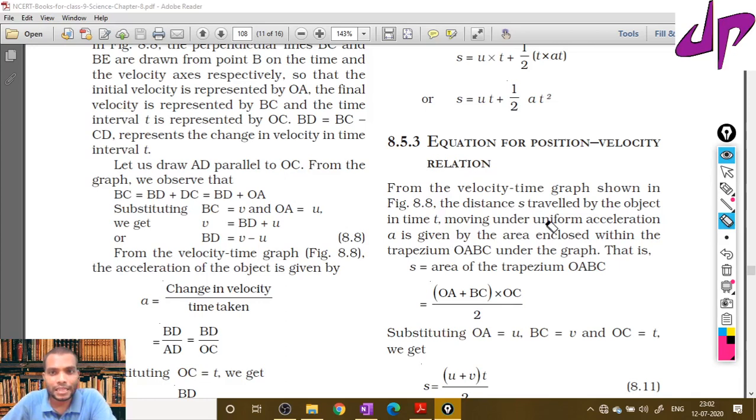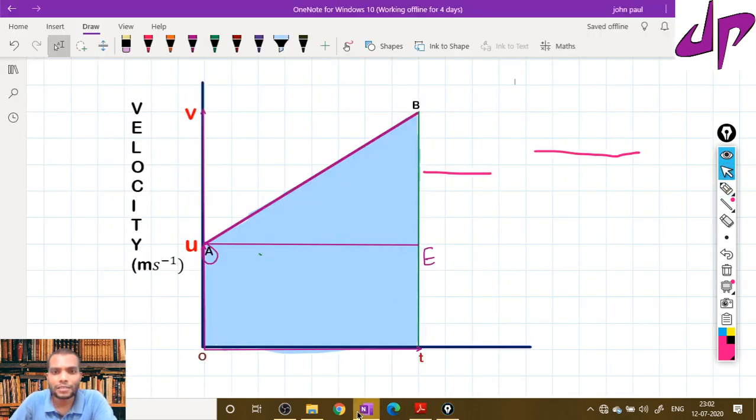Let us derive the third equation of motion, which is also known as the position velocity relation. To derive this relation, we will use the same condition, that is, the area of the velocity time graph gives displacement.